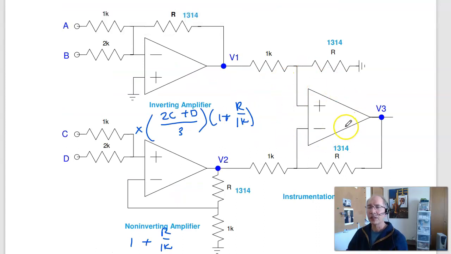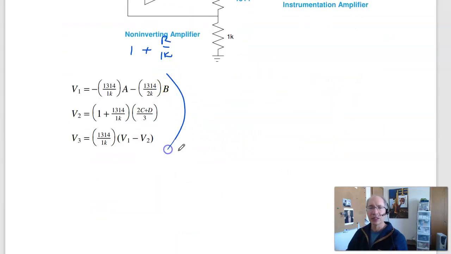Over here, this is an instrumentation amplifier. The gain is R over 1K times V1 minus V2. So these are the 3 equations. Substitute, I'll have V3 in terms of A, B, C, D.